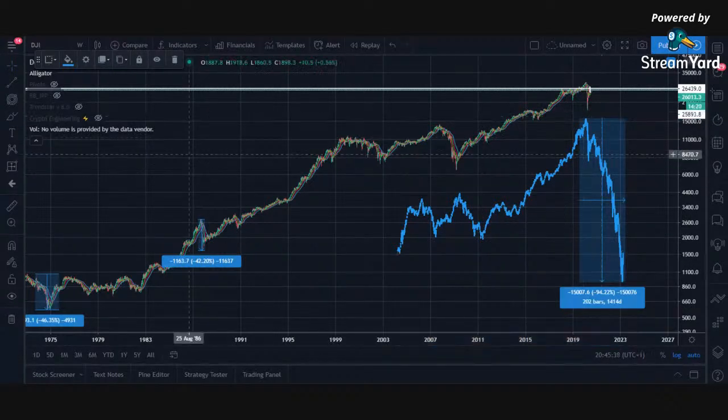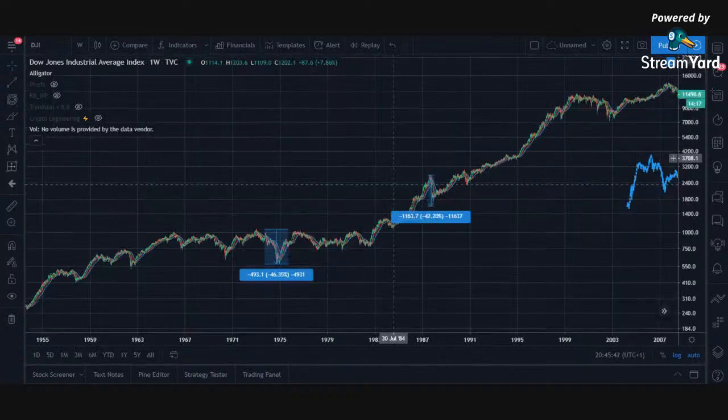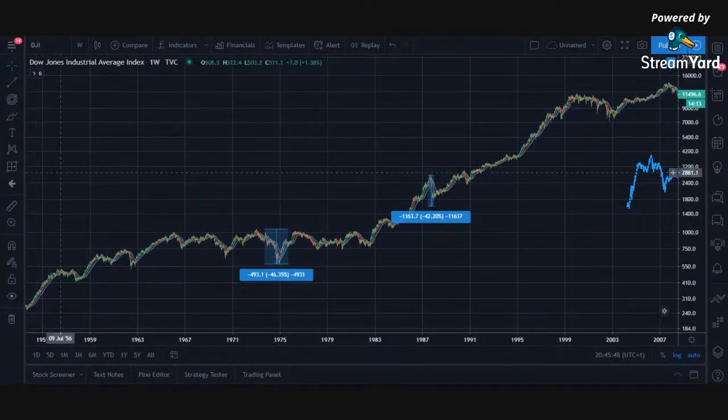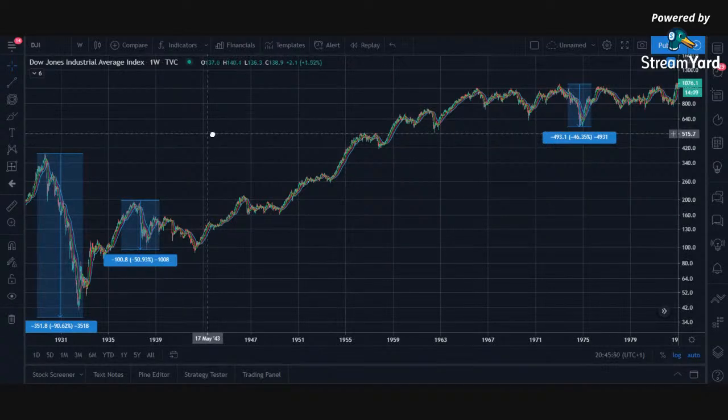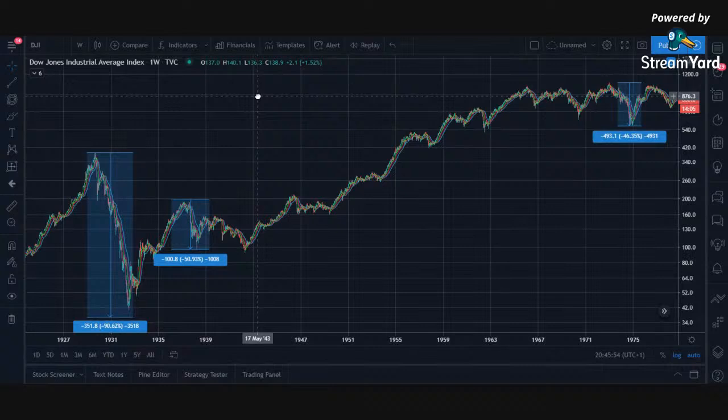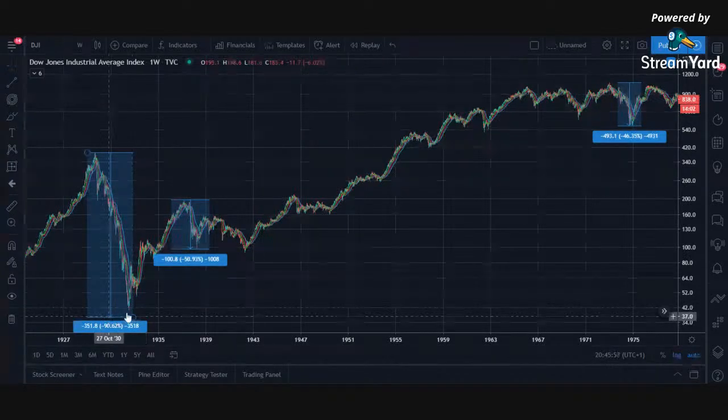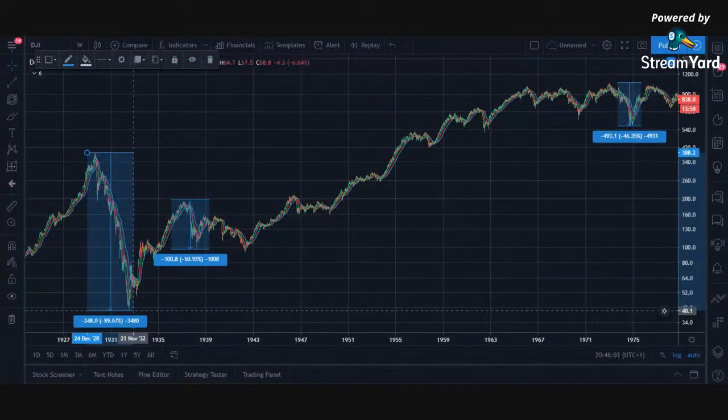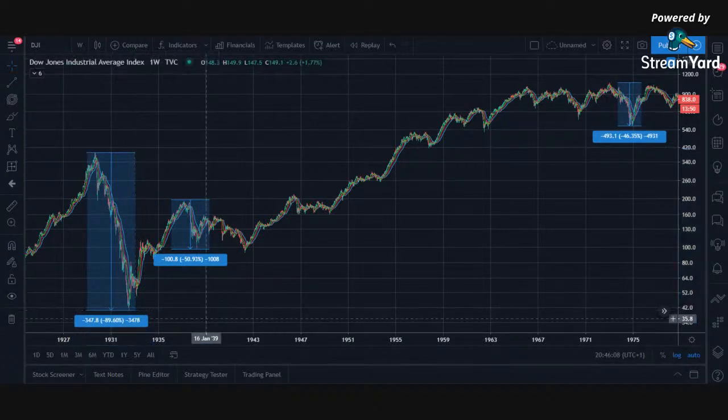happened here. So let me just go back again. Let me just go back. Just go back and just put this right. So this is what happened between 1929 and the bottom of July 1932. So this move took 3 years. The Dow Jones lost roughly 89.60%.